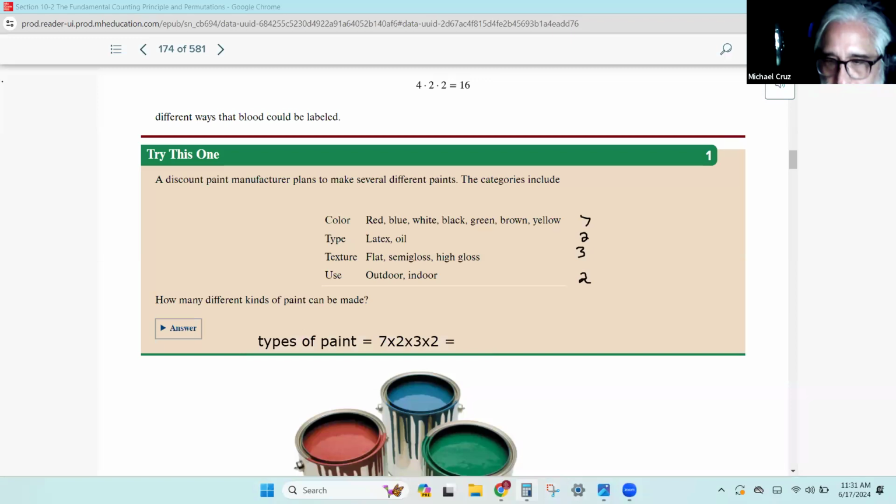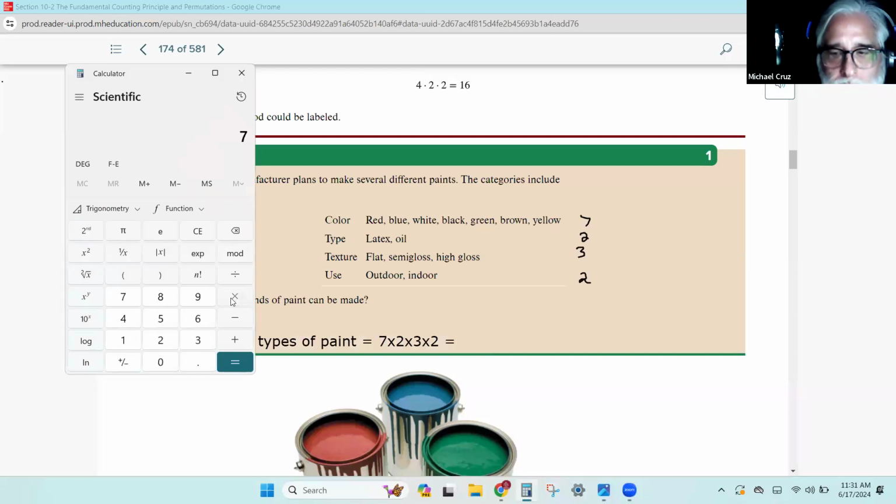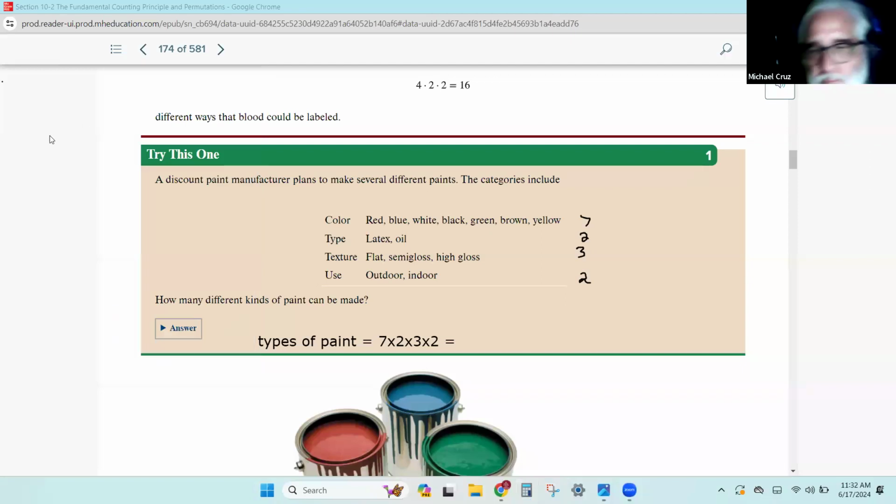Let's double check it. 7 times 2 times 3, 84. Okay. So 84 different types of paint. Because what this is giving us is a red latex flat, a red latex outdoor, a red oil flat outdoor, and so forth. So 84 different types of paint.